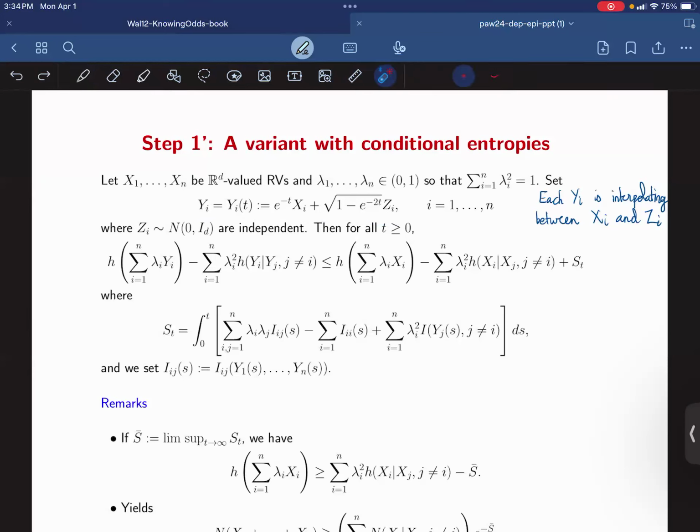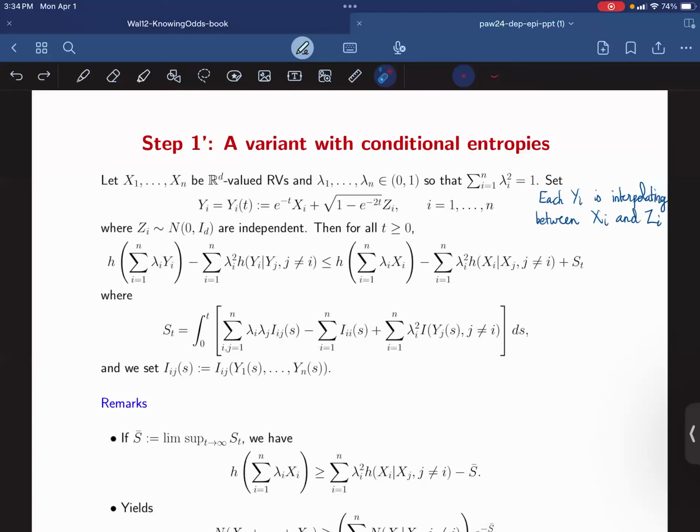And so anyway, this here is just representing convolution because the zi's are independent of everything else. The Gaussians are independent of everything else. So there's no dependent summation here. This is just independent summation. These kinds of forms of entropy power inequalities are sometimes called linearized forms.